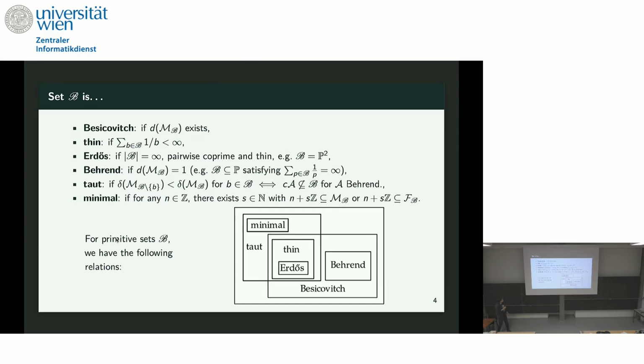And okay, the promised relations. This is the picture for primitive sets B. So these are all primitive B's. And you can see clearly that Behrend sets are far away from anything in here. So there is a clear description of what is included in what. There are examples of anything. I mean, any area that is in the picture contains examples. There are no empty regions in here.